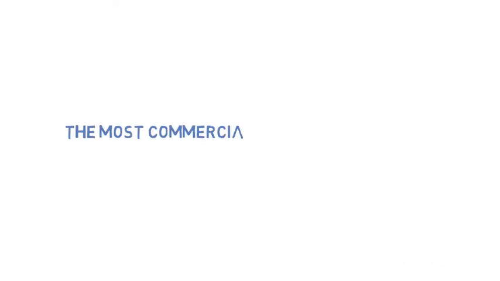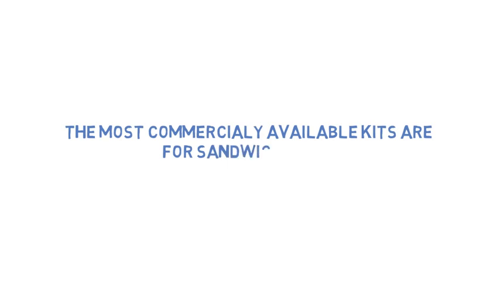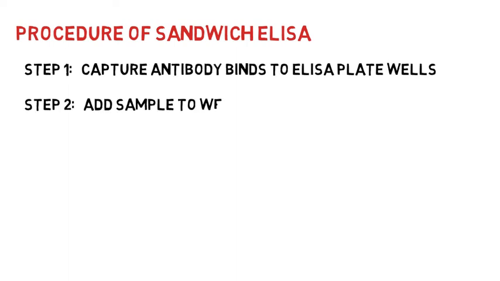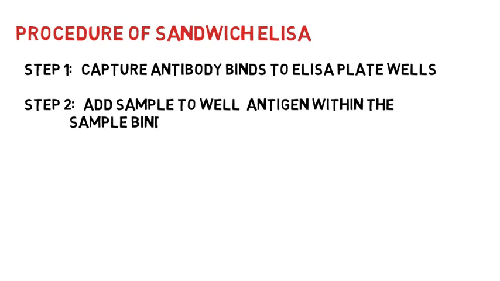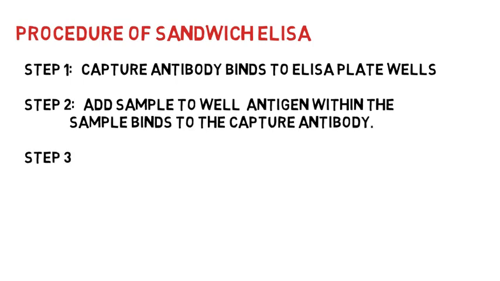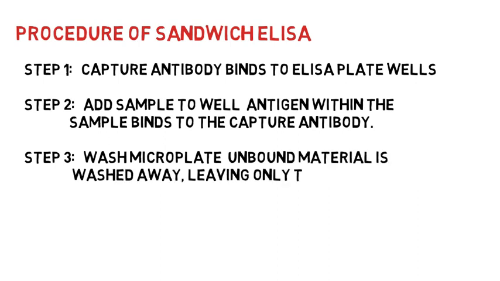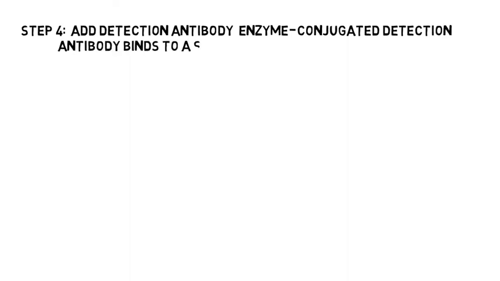As most commercially available ELISA kits are for sandwich ELISA, let's have a look at its procedure. Capture antibody is already bound to the ELISA plate wells. Add sample to the well so that antigen within the sample binds to the capture antibody. After incubation, wash the microplate to get unbound material washed away, leaving only the antigen of interest. Now add detection antibody. This enzyme conjugated detection antibody binds to a secondary site on the antigen of interest.